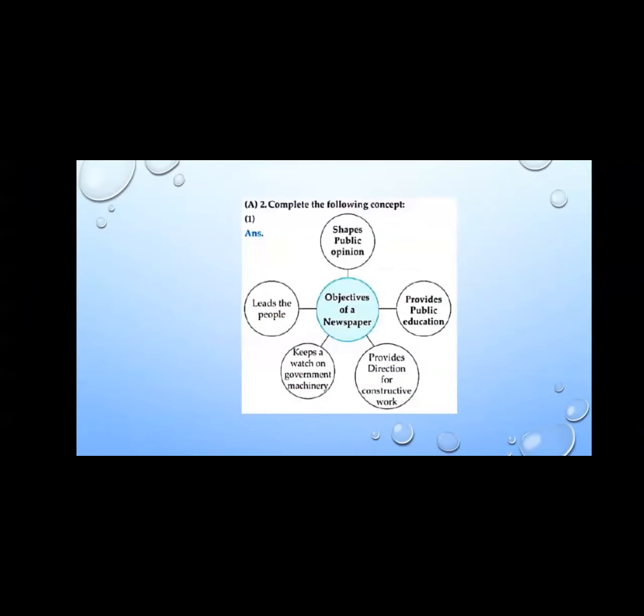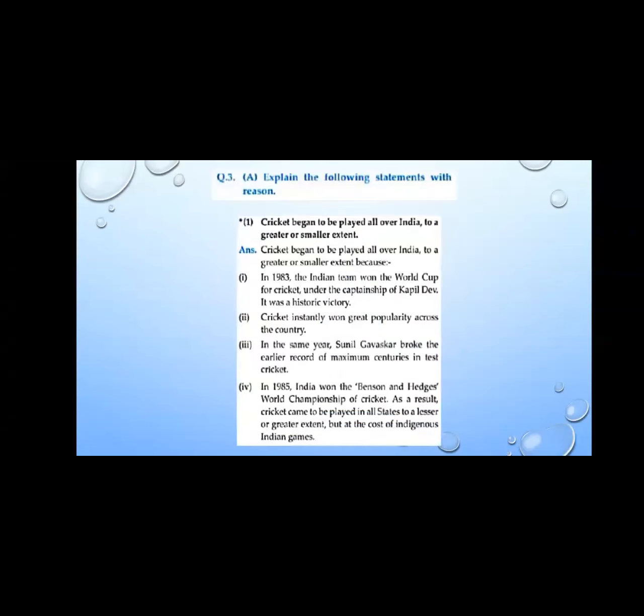Next concept chart is on the objectives of a newspaper. Here again, you have to draw this concept chart and mention the answer with a pen. Now, what are the objectives of a newspaper? It is basically to shape public opinion, provide public education, provide direction for constructive work, keep a watch on government machinery, as well as lead the people.